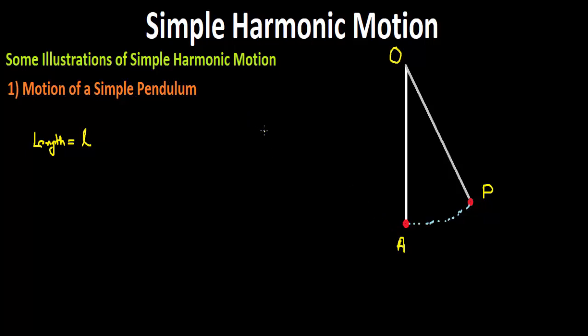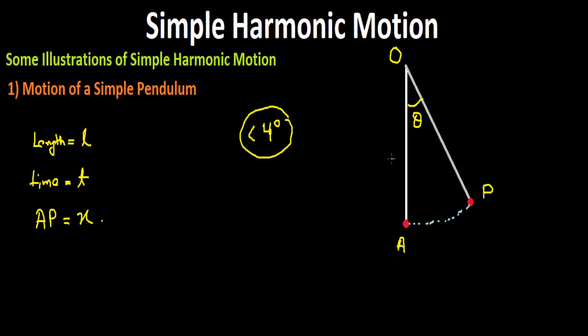There is an important condition that the angular displacement is less than 4 degrees. This is very important. Suppose at any time instant t, it comes to a position P such that the displacement AP, we consider it as x, and its angular amplitude is theta.